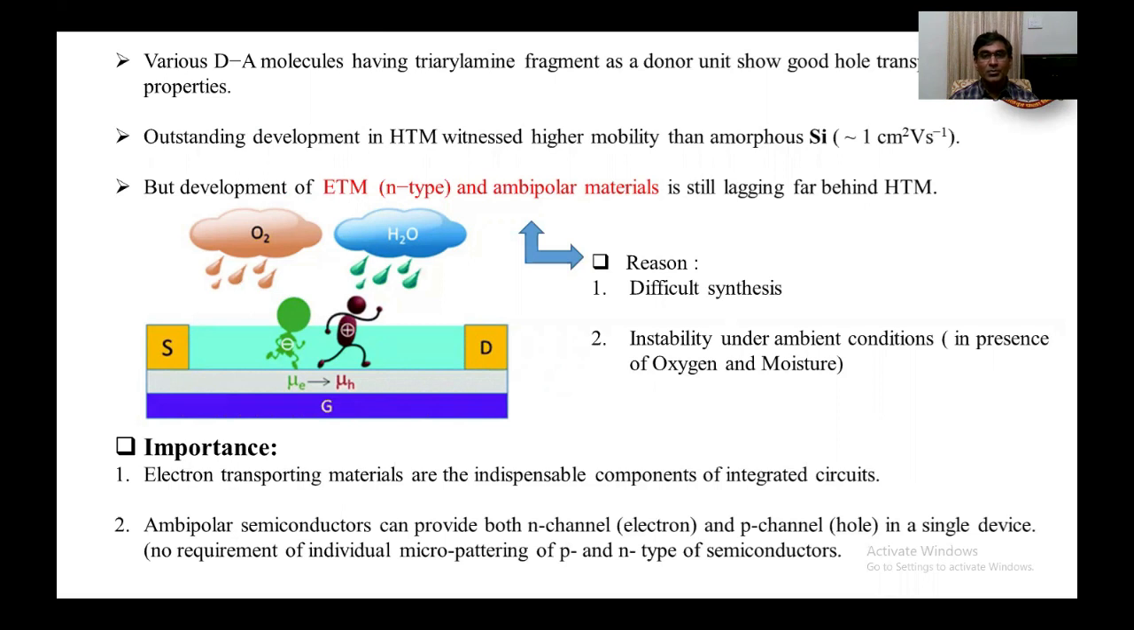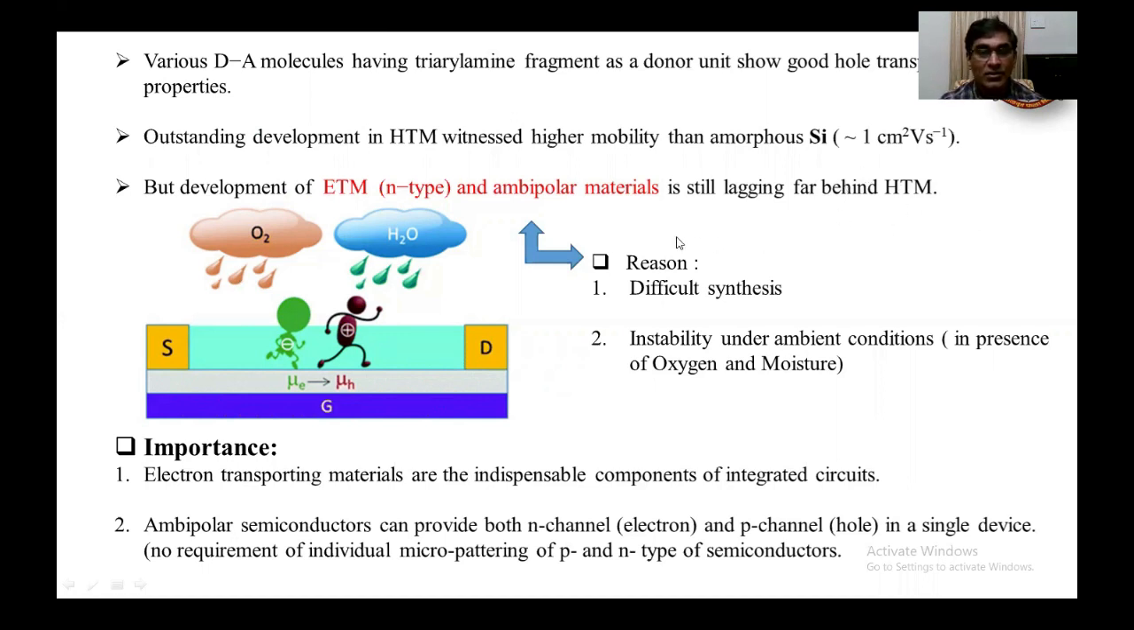The outstanding development in hole transporting materials has witnessed higher mobility than amorphous silicon, approximately 1 centimeter square per volt per second. But the development in electron transporting materials, that is n-type and ambipolar materials, is still lagging far behind compared to the hole transport materials. So till date, hole transporting materials are developed in large numbers, but n-type and ambipolar are few.